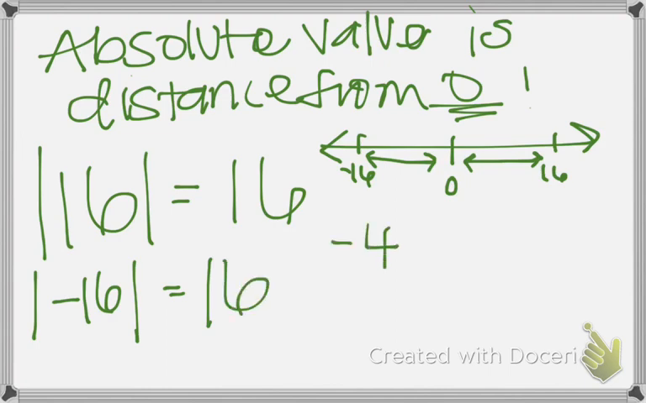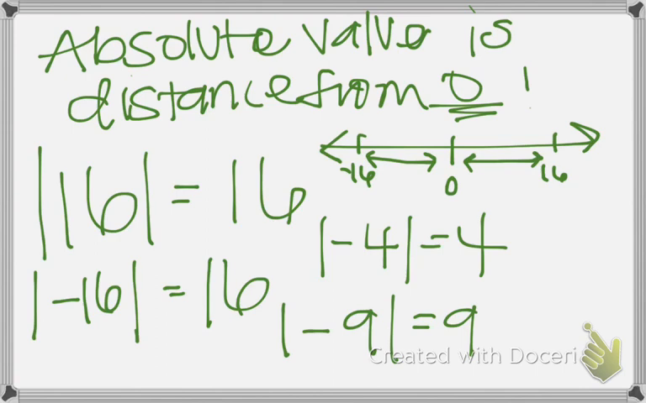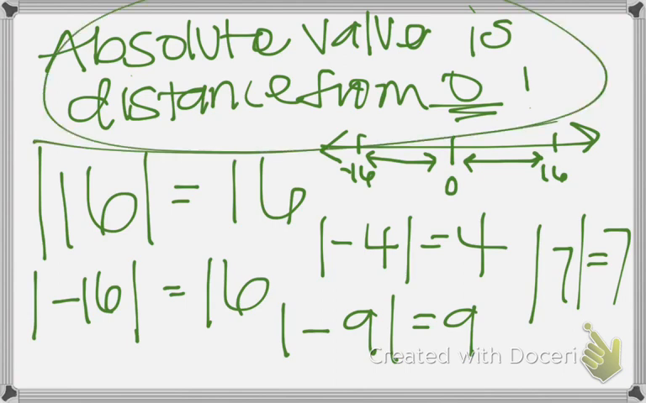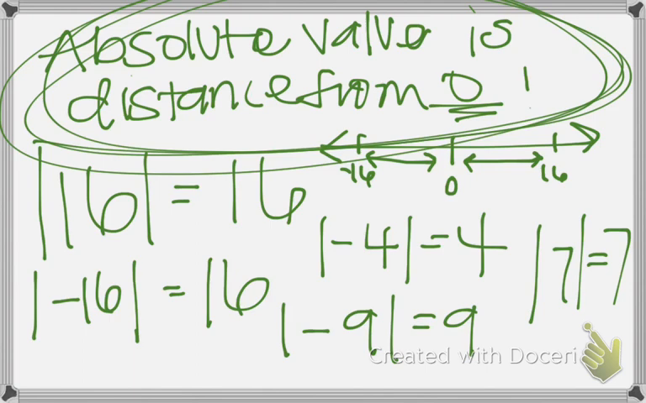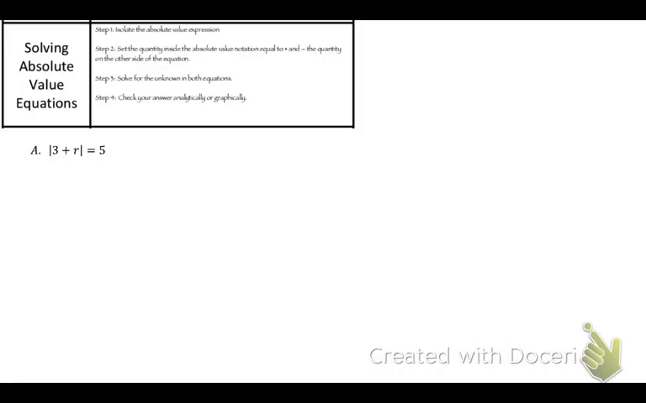The absolute value of negative 4 would be positive 4, because that's 4 away from 0. The absolute value of negative 9 would be positive 9. The absolute value of 7 would be 7. Okay, so the absolute value is the distance from 0. And you should have learned that a while ago. It's okay if you forgot.